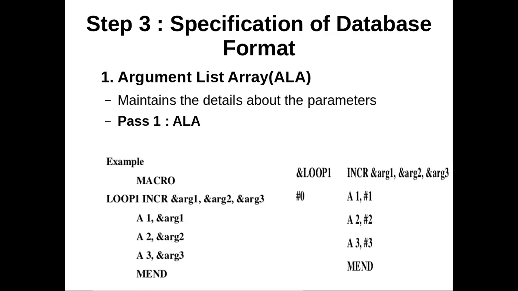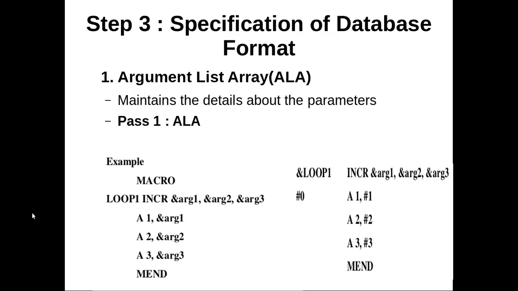So first we'll see the argument list array. It is very important. The argument list array will be used in both pass 1 and pass 2, but the purpose of the ALA in pass 1 and pass 2 will be different. So first we'll see the structure of the ALA in pass 1. You can see the example here.